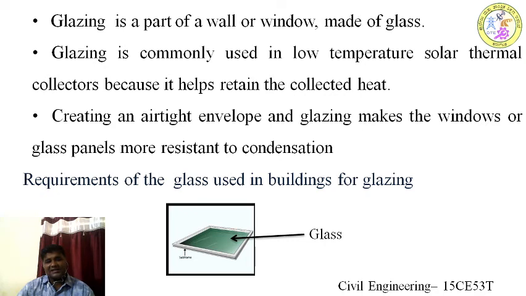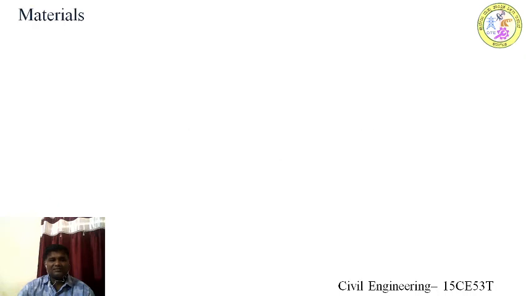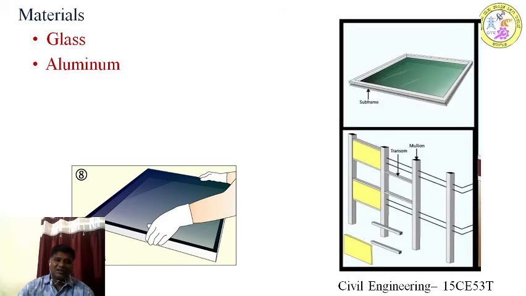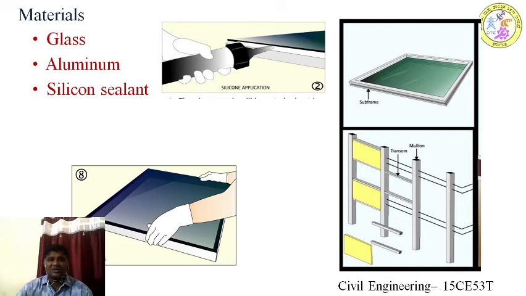So the glazing consists of a combination of glass and frame. The materials consist of glass, aluminium frame, and sealants. Sealants are added at the edge of the glass to have bonding with the frame, to avoid any gaps between the glass and the frame, and to avoid any atmospheric agencies entering into it. It also transfers load from the glass to the frame, and we are going to use this kind of tool for application of silicone.